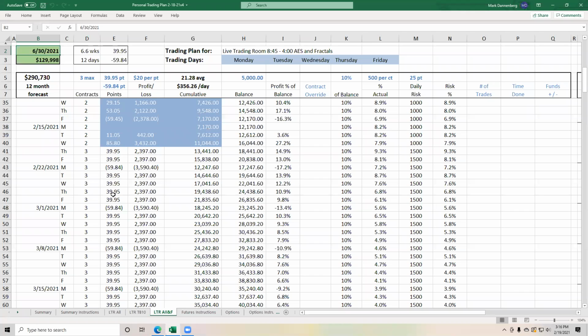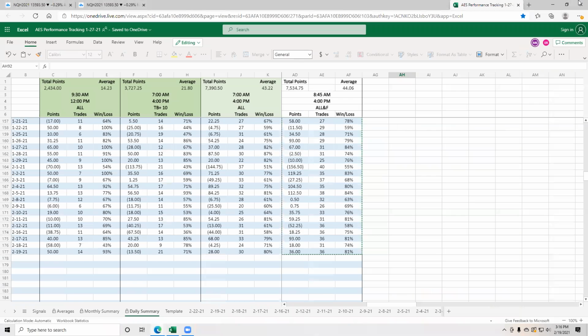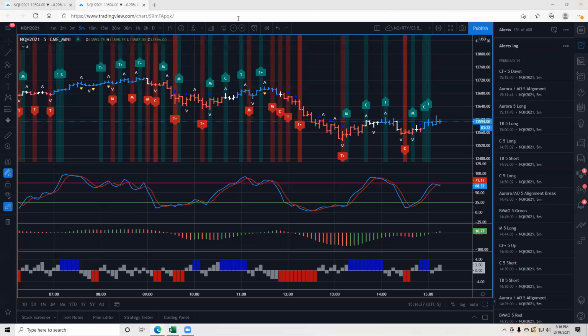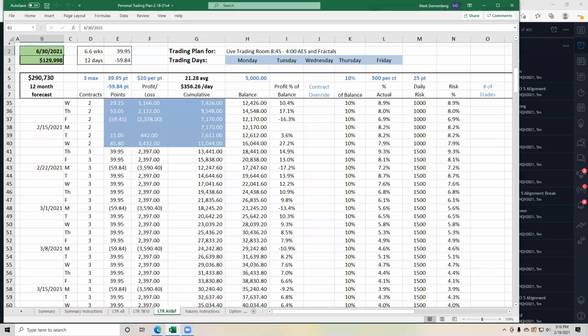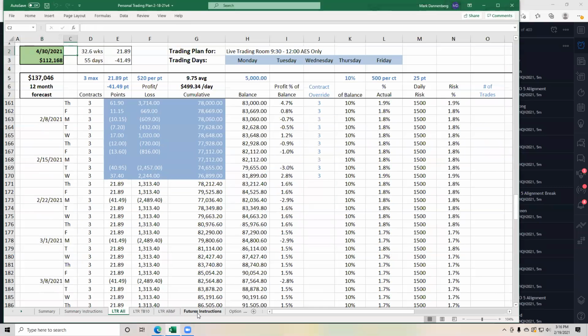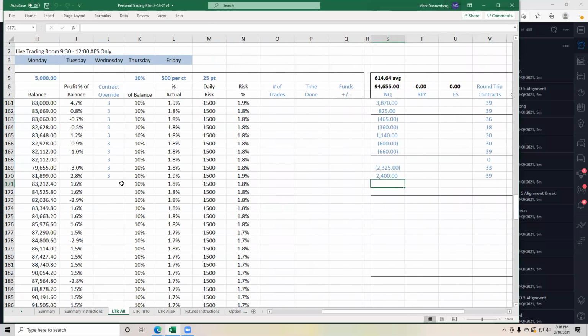So what I'm going to do is pull the AES performance over to a different monitor so I can just do this all at one time. I'm going to start by updating our 9:30 to noon. We had 50 points, and it's $20 a point, so that's $1,000, and we're trading 3 contracts.